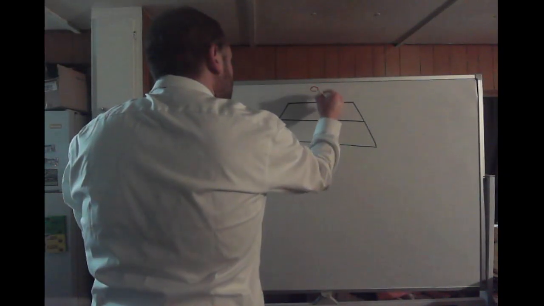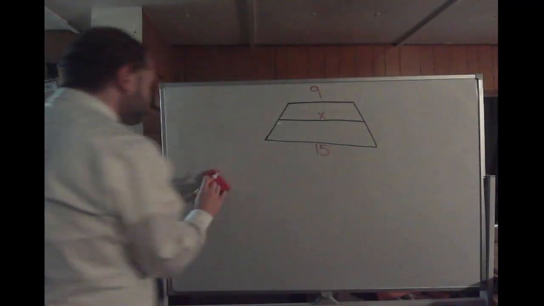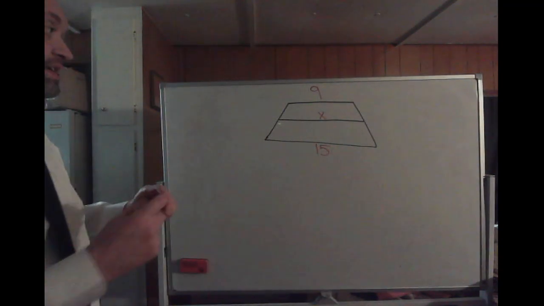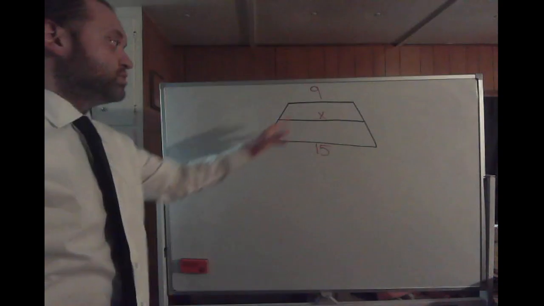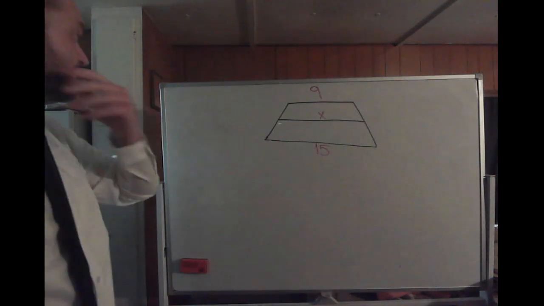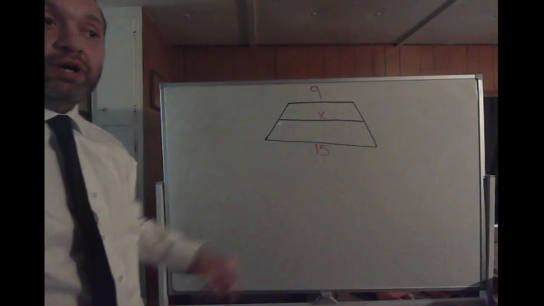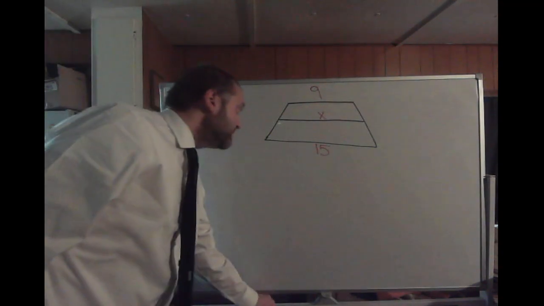This is 9, this is X, this is 15. Alright? The goal of each of these 9 exercises is going to be to solve for x. Well, I think it's clear that 9 and 15 are the lengths of the bases. X is the length of the median, right? So how do we solve that?